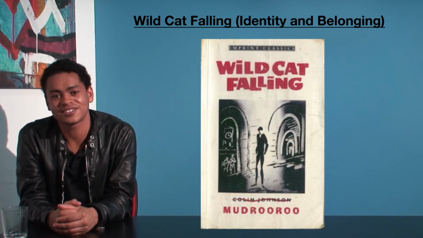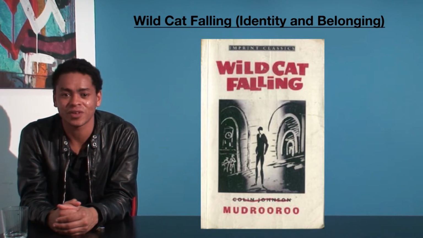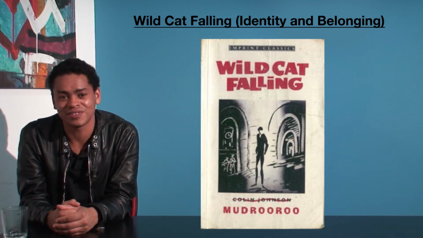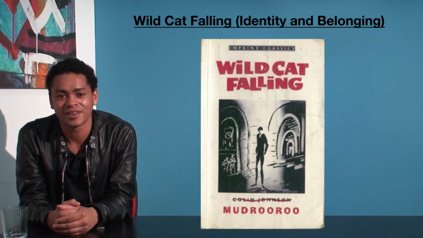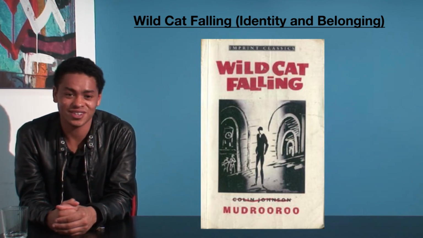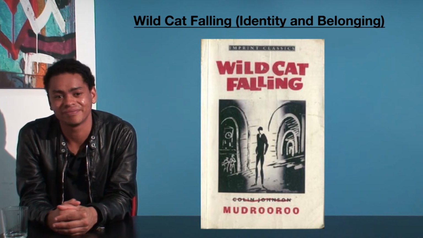There are 4 possible texts you could be studying for identity and belonging, of which this is one. Make sure you're not watching videos for texts you're not studying. Alright, on to Wildcat Falling, which I'll just call Wildcat or the book from now on.